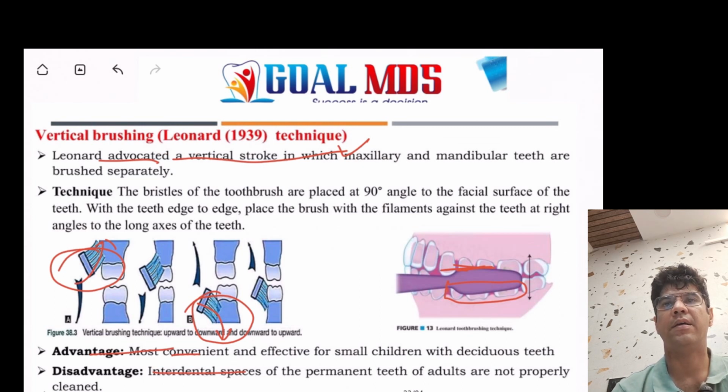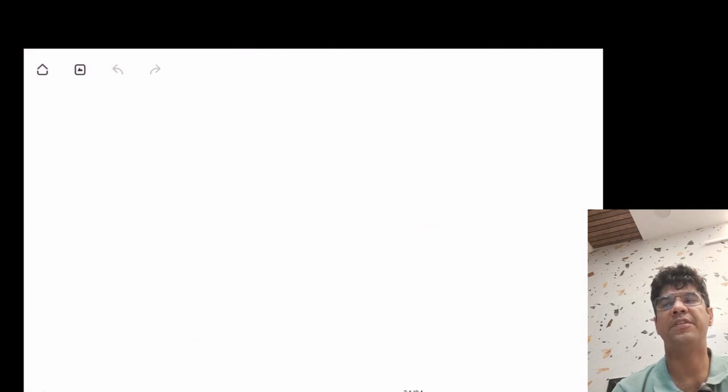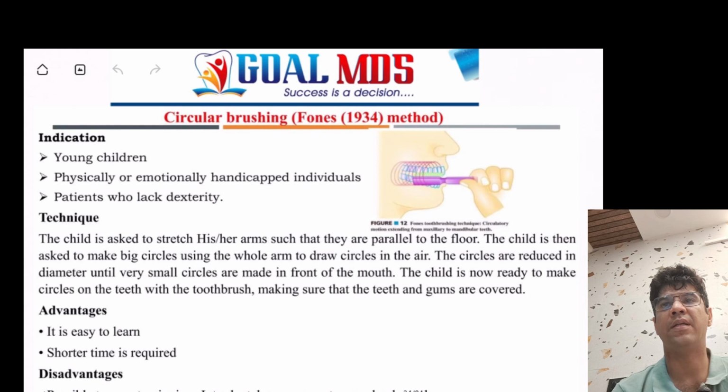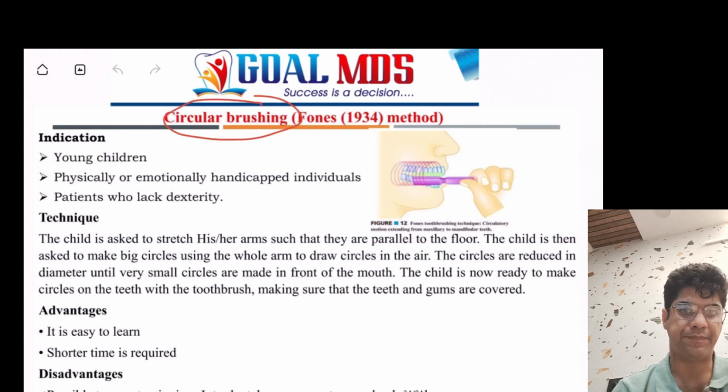And the disadvantage includes that the interdental spaces of the permanent teeth of adults are not properly cleaned.